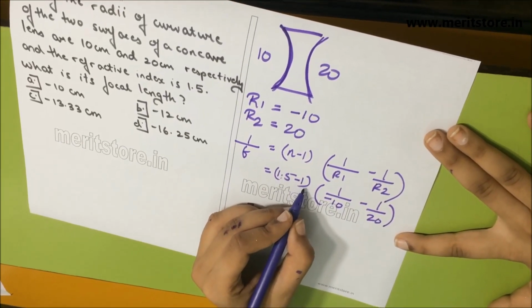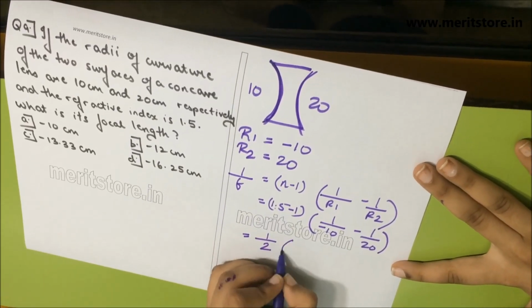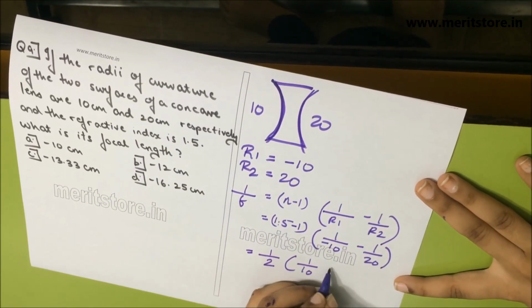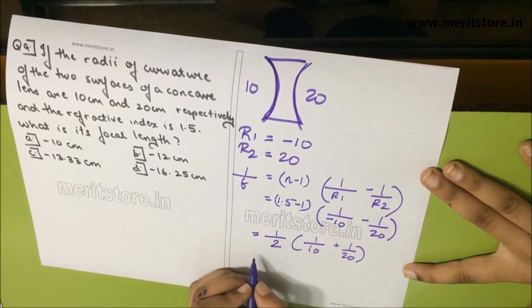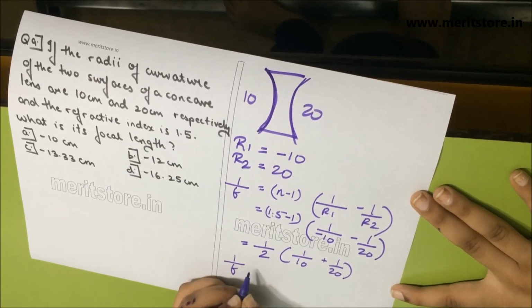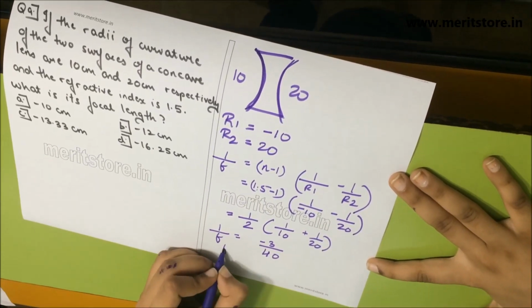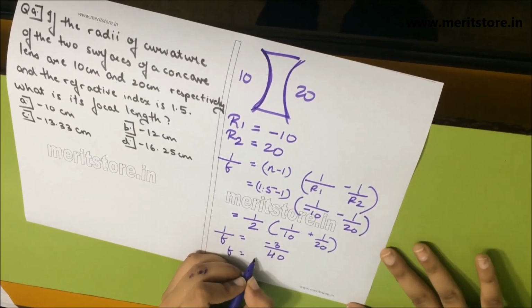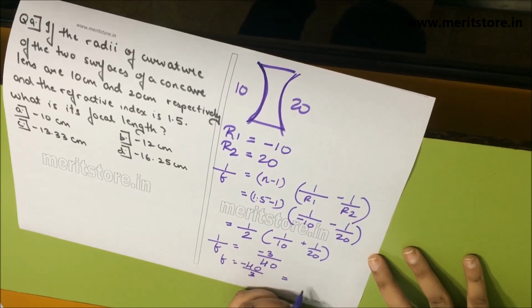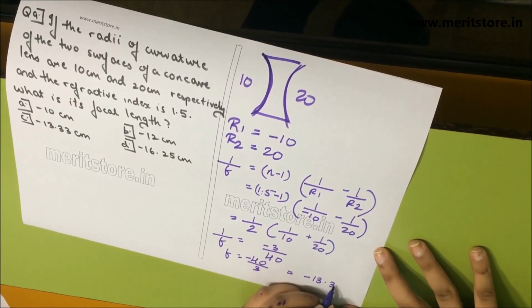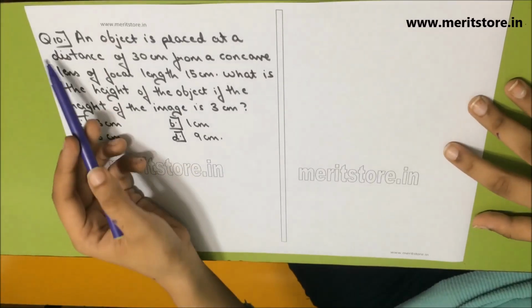1.5 minus 1 is 0.5, which can be written as half, that is 1 by 2, is 1 upon 10 plus 1 upon 20. Solving this, we get 1 by f is equal to minus 3 by 40. Therefore, f is equal to 40 by 3 minus 40 by 3, which boils down to minus 13.33 centimeters. That is option C.